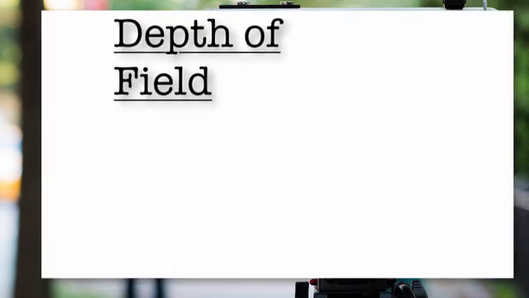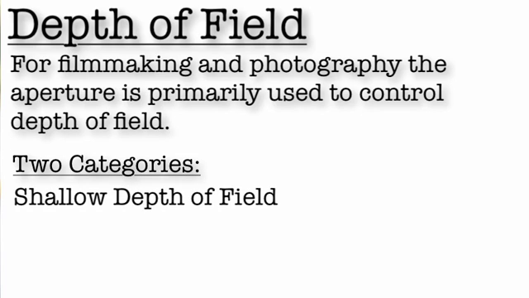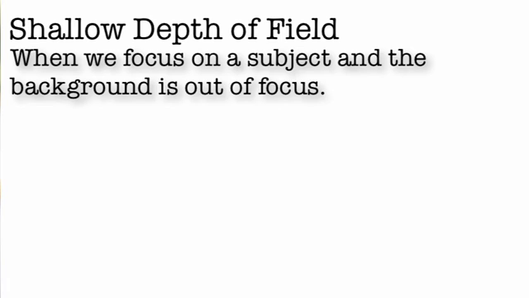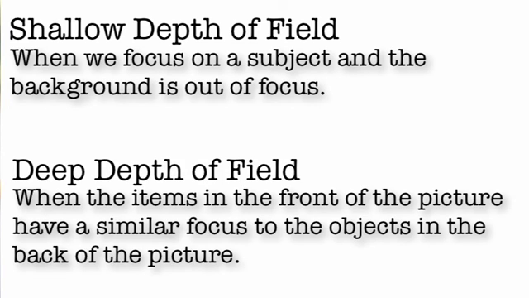Depth of field. For filmmaking and photography, the aperture is primarily used to control depth of field. When we talk about the main characteristic of depth of field, we usually classify it into two categories: shallow depth of field and deep depth of field. Shallow depth of field is when we focus on a subject and the background is out of focus. And deep depth of field is when your picture is sharper and the items in front of the picture have a similar focus to the objects in the back of the picture.